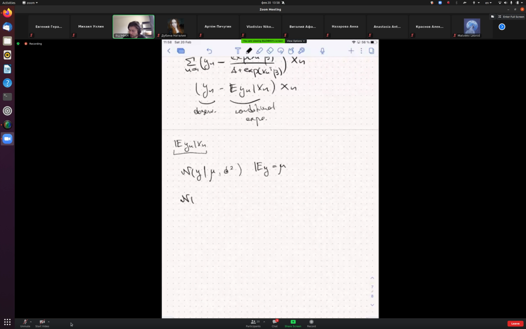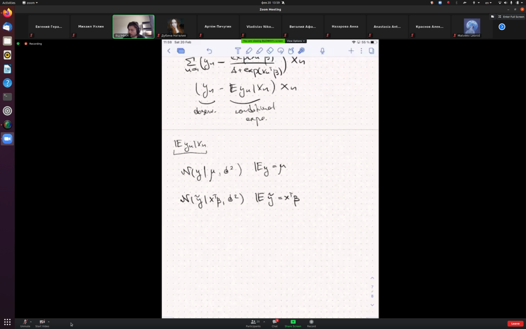Then you can say, okay, I can do better. For some particular y, its expectation is equal to x transpose beta, plus sigma squared. Let's call this y with a wave, which is equal to x transpose beta. Just by definition, we say that.